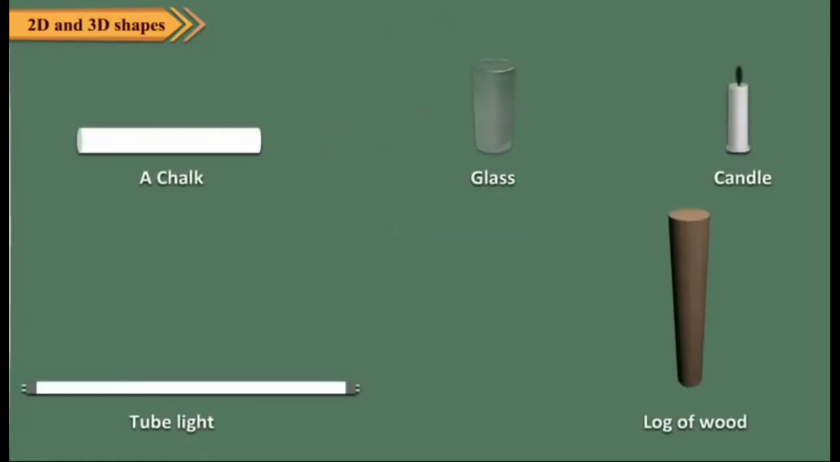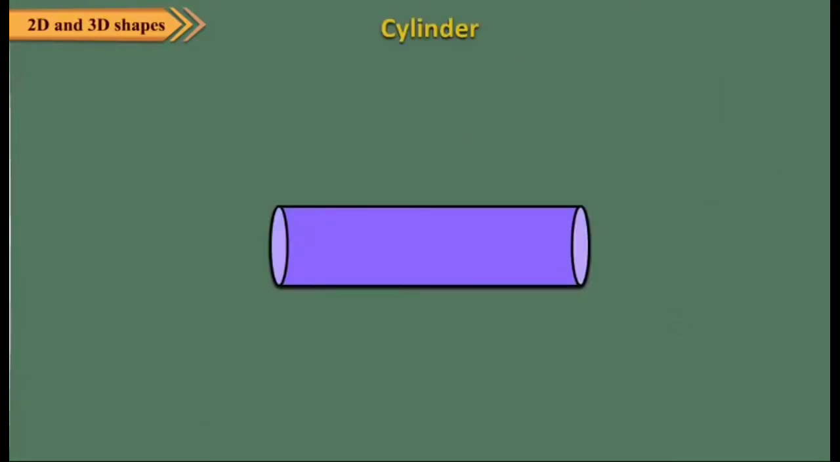Children, we have seen all the objects shown here in our daily life. All these objects have the shape of a cylinder. A cylinder has no vertices. It has 2 curved edges and 3 faces. One face of a cylinder is a curved face. Two faces, that is the top and bottom of a cylinder, are flat.